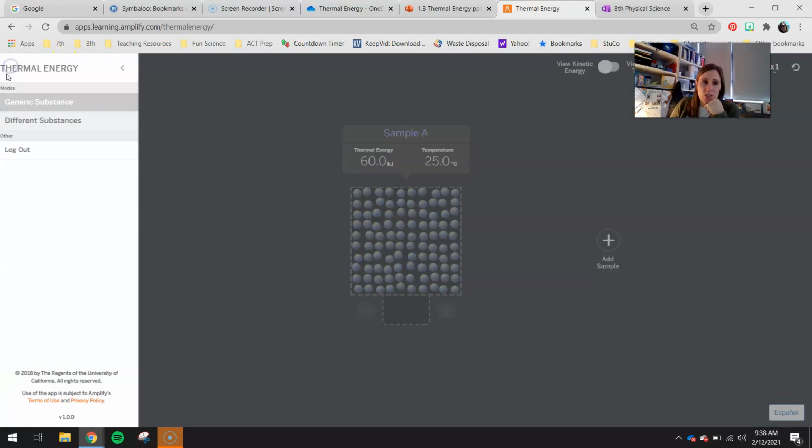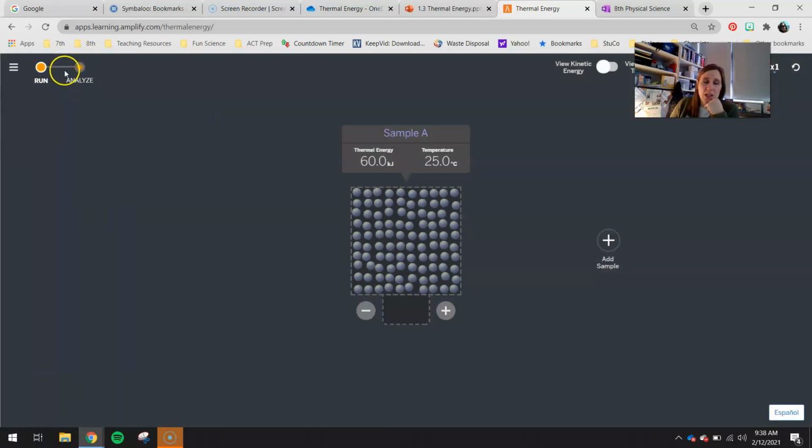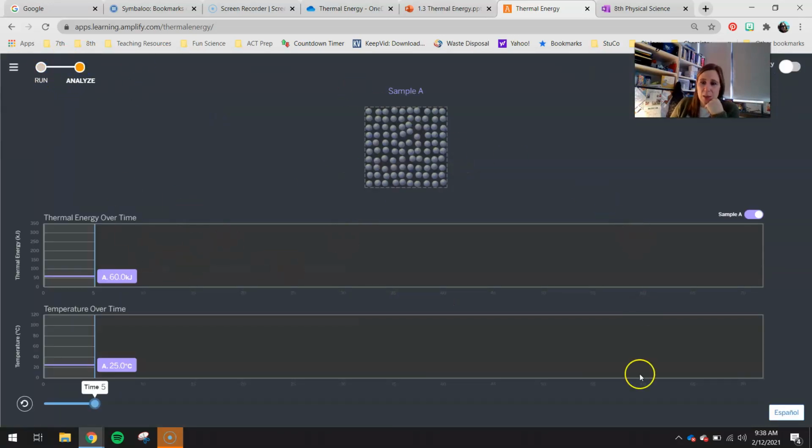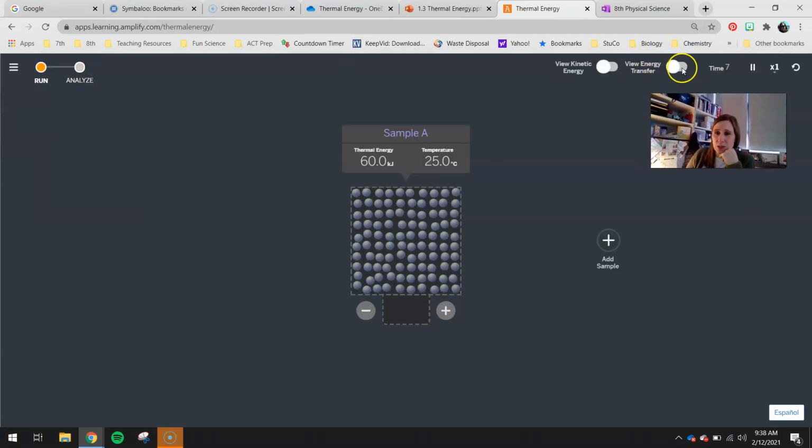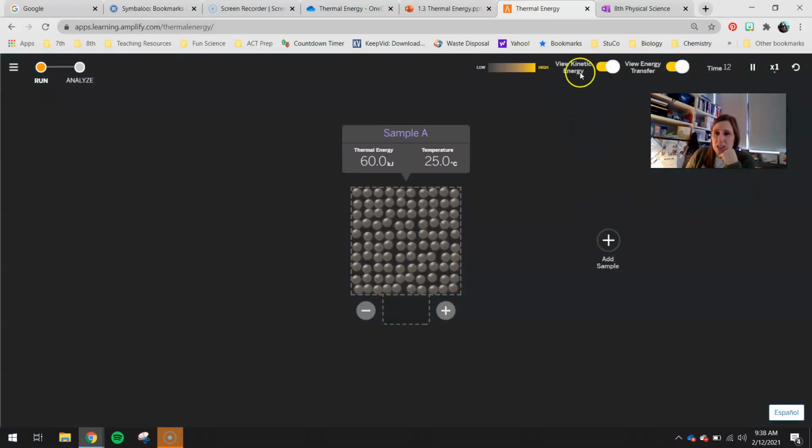different types of samples. You guys can check out what's going on up here. You guys can see what's happening here. Really quite a lot you guys can do. You can look at energy transfer, kinetic energy, and you guys can see this little key that kind of describes kinetic energy. You can pause, you can change the speed.